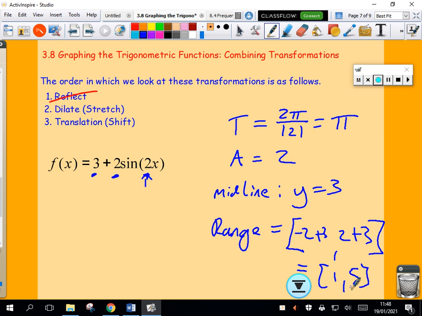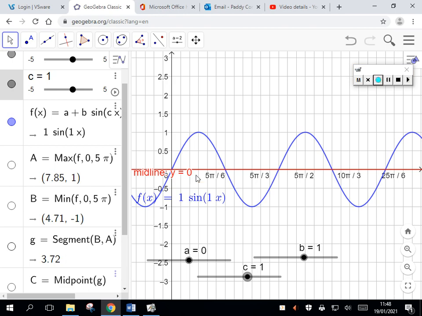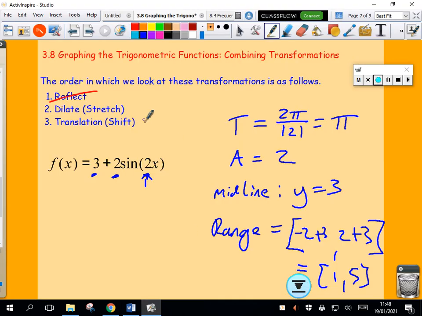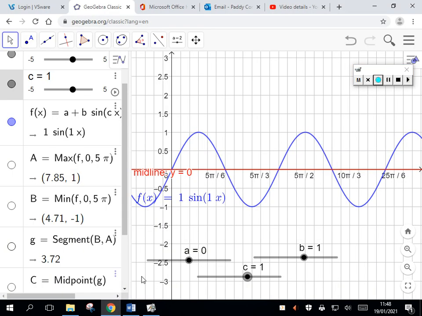Okay, and we go through those things on GeoGebra. There's my parent function, sine of x. We're going to look at any stretches. Any reflections? No. Stretches? Yes, the 2 and the 2 here. And then finally the translation. And so the order is important. My function is a plus b sine c of x, so my stretches are 2 and 2.